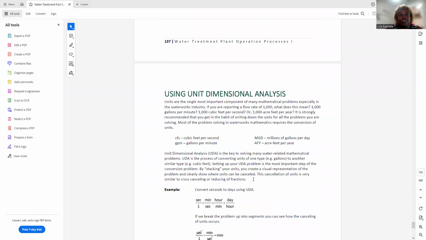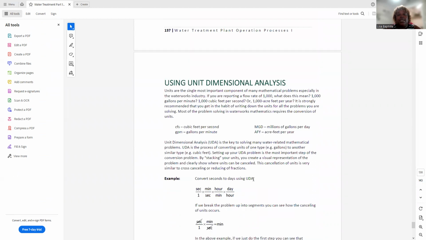But what I want to get to is using unit dimensional analysis, because this is very important when we're doing calculations for our water treatment class, as well as when you take our wastewater treatment class.